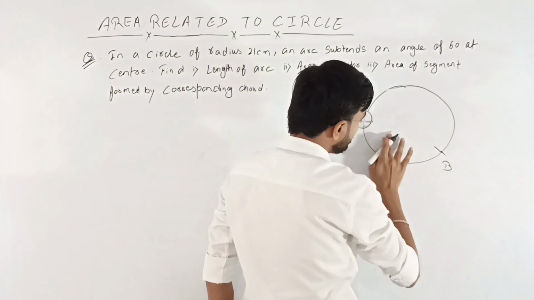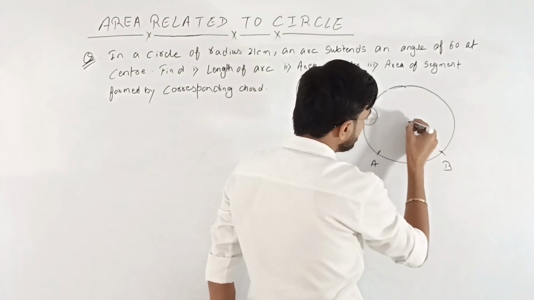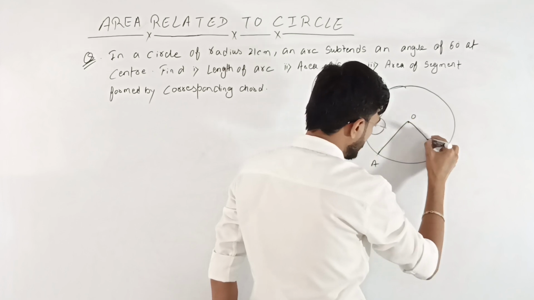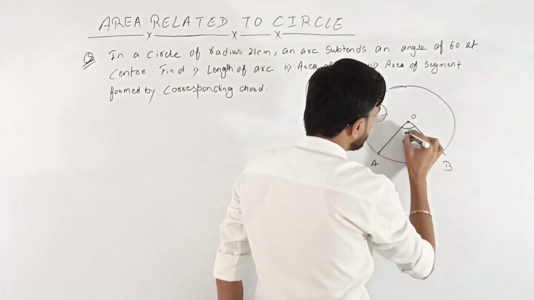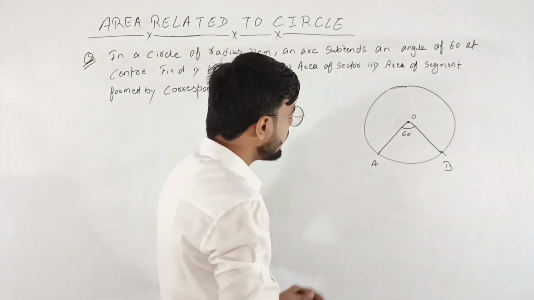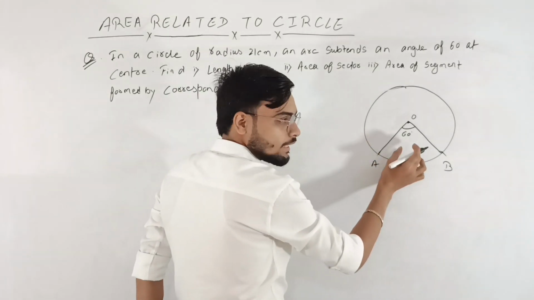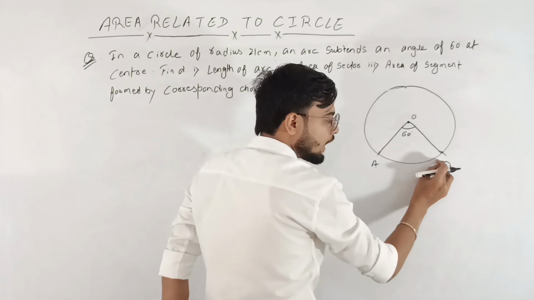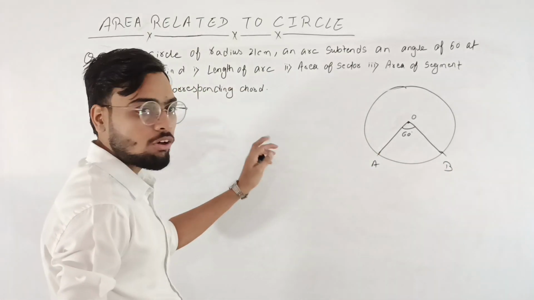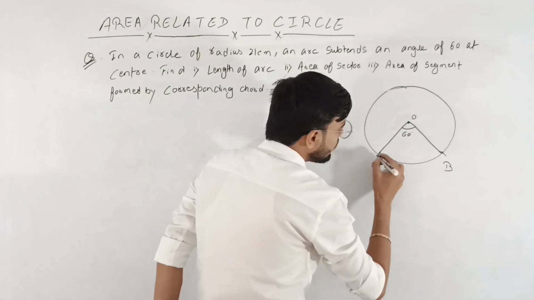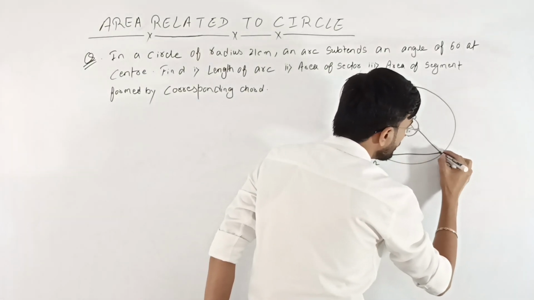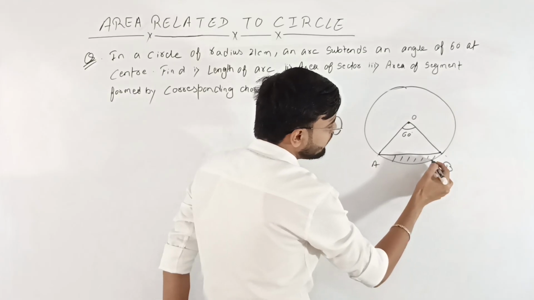Okay. This is my center O. Now this arc AB subtends an angle of 60 degree at center. Then first I have to find the area of this sector, then find the length of this arc AB, then find the area of segment formed by corresponding chord. Corresponding chord means this chord. Okay, this one. So I have to find the area of this segment.